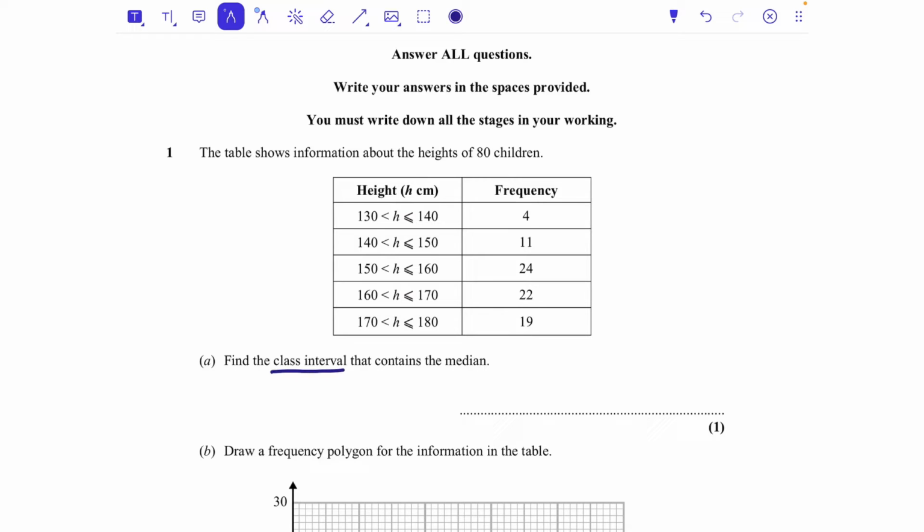Now, class interval is just another way of saying category. So we're just asking which of these categories here is the one that has the middle number in it. Remember, the median is in the middle. Now you've got 80 children. To find the position of the middle, we add 1 and divide by 2. Always add 1 and divide by 2 if you want the position of the middle.